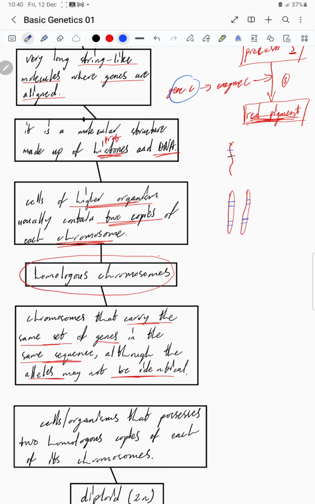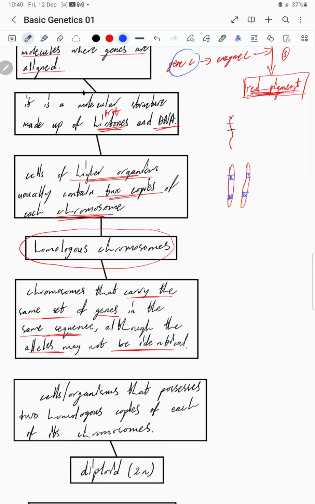Let's say this is red pigment, and this is the allele of the red pigment, and let's say this is for wrinkled seed, and this is for round seed. So actually, what we are saying is that the genes are aligned in the same sequence. Okay.